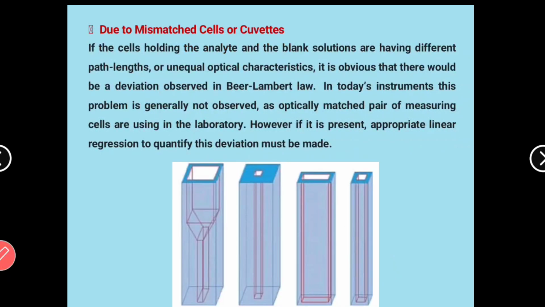Due to mismatched cells or cuvettes. Cuvettes are used to hold the sample solution. If the cells holding the analyte and blank solutions have different path lengths or unequal optical characteristics, it is obvious that a deviation from Beer's law is observed. In today's instruments, this problem is generally not observed because an optically matched pair of measuring cells is used in the laboratory. However, if it is present, appropriate linear regression to quantify this deviation must be made. You can observe the different cells of different path lengths and different optical characteristics. If we use such different optical characteristics for both sample and the blank, deviations from Beer's law occur.